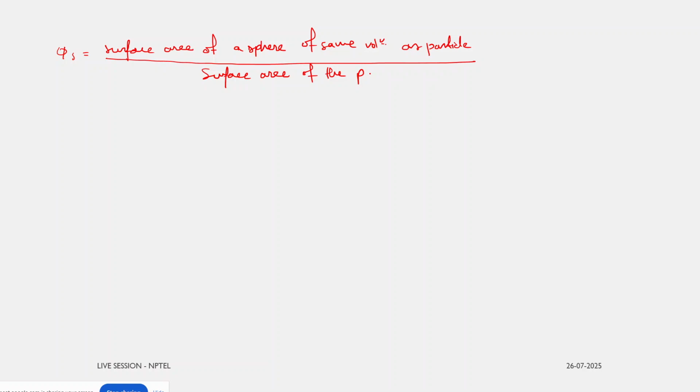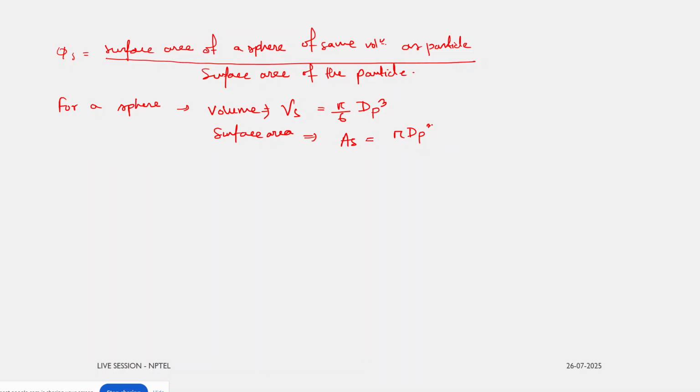So for a case, how do you define the volume of a sphere? Suppose Vs, that is nothing but pi by 6 dp cube. And what is the surface area of a sphere? Denoting it by As, that is nothing but pi dp square. Now, by the definition, we are equating the volume of the particle to the volume of the sphere.